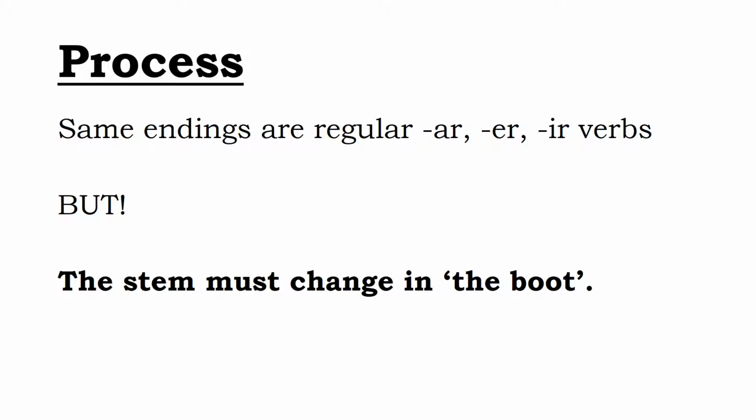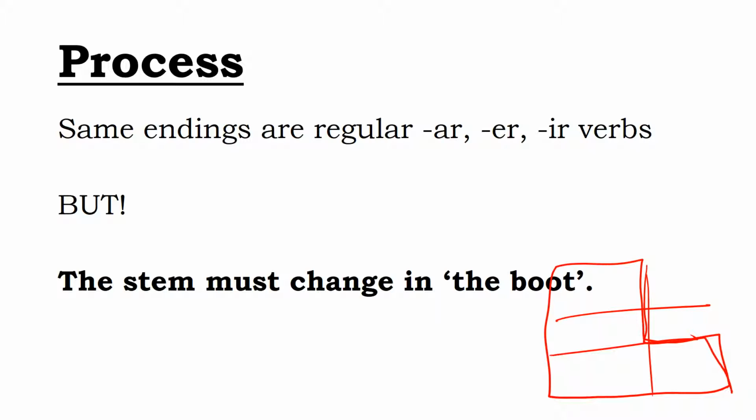However, the thing that's new is that the stem must change in the boot. So when we talk about the boot, we look at our verb chart, and anything in these boxes is considered being in the boot. So nosotros and vosotros are the only ones that are not going to have a stem change because they're outside of the boot.